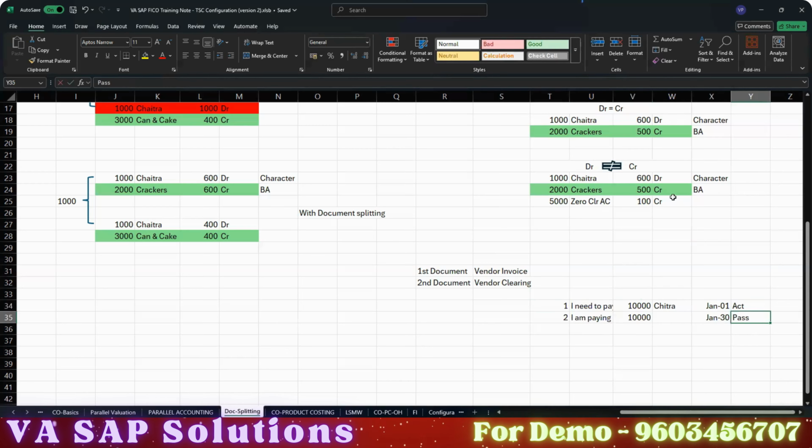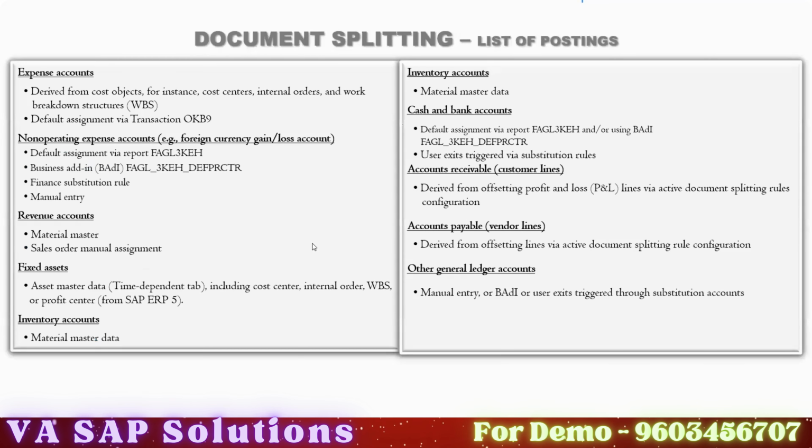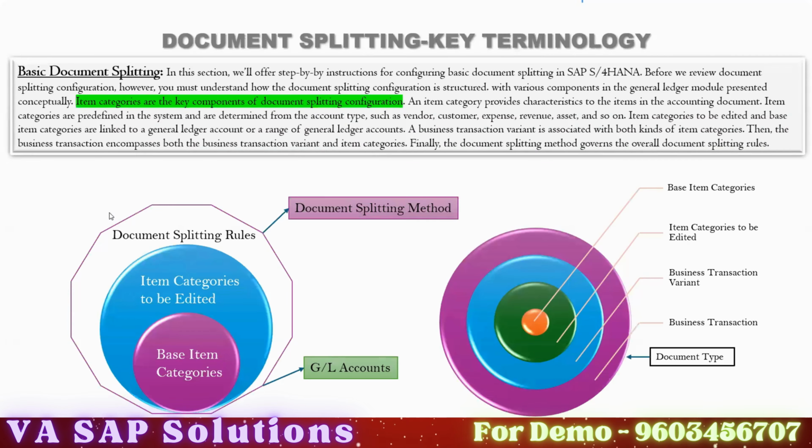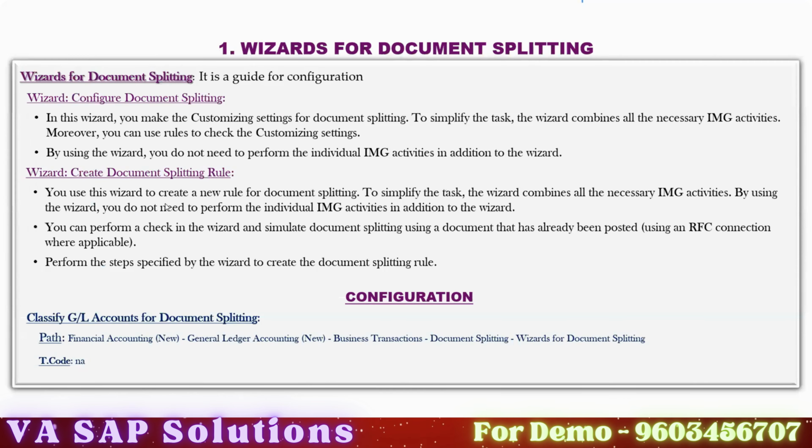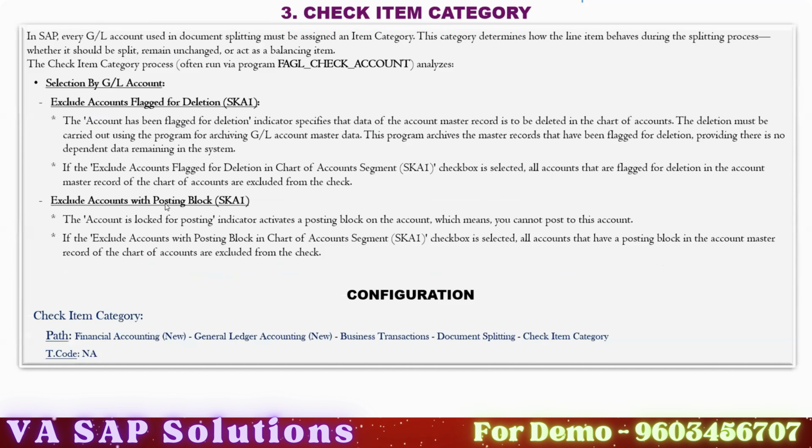Zero splitting, obviously: when debit and credit do not match, it will create an additional line item that is called the zero clearing account. So I think document splitting is clear now. We'll go and create the configuration.